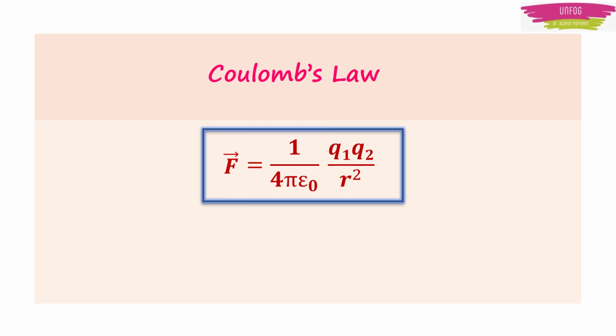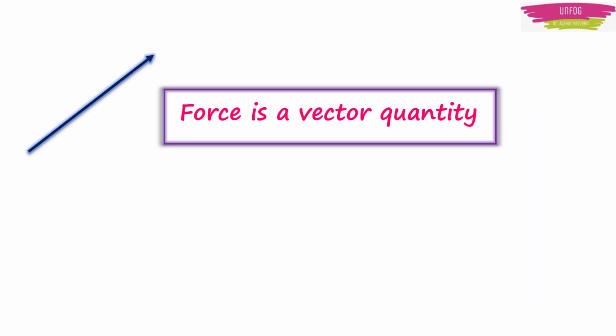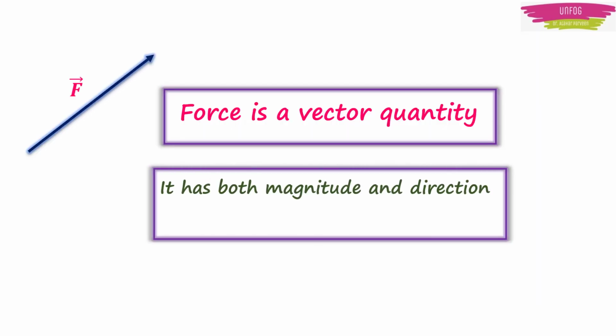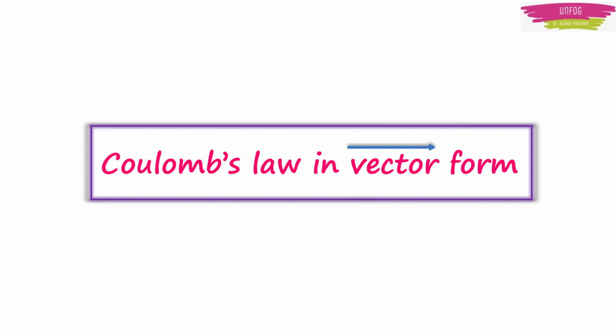Coulomb's law states that the force between 2-point charges is directly proportional to the product of the 2-point charges Q1 and Q2 and inversely proportional to the square of distance between these two charges. By including the constant of proportionality, we have the force between these two charges as equal to 1 by 4 pi epsilon naught into Q1 into Q2 upon R square. But force is a vector quantity, so we need to describe the magnitude as well as direction of this force. And if force is a vector, it has to obey the vector law of addition also. So, it is necessary that Coulomb's law be expressed in vector form.